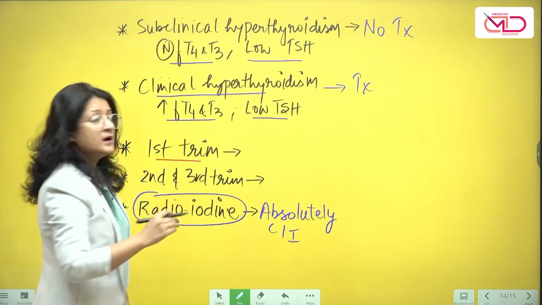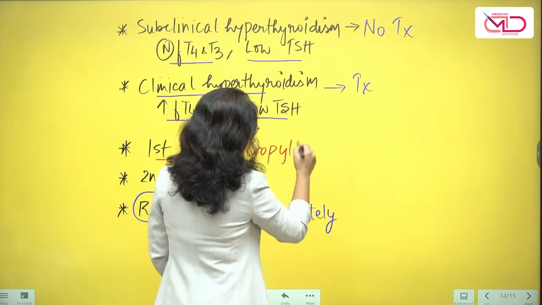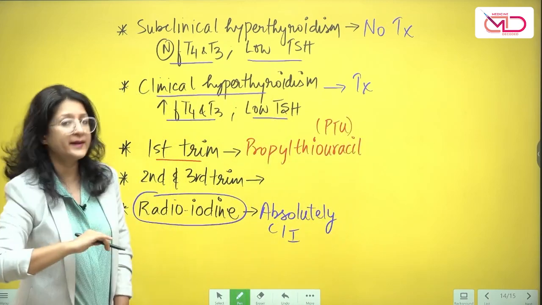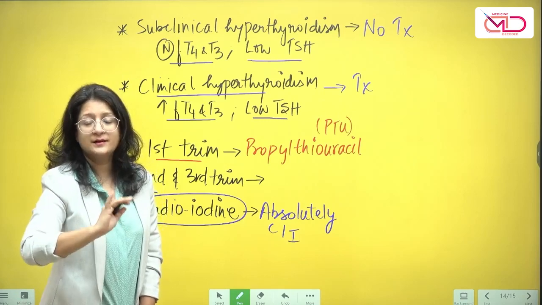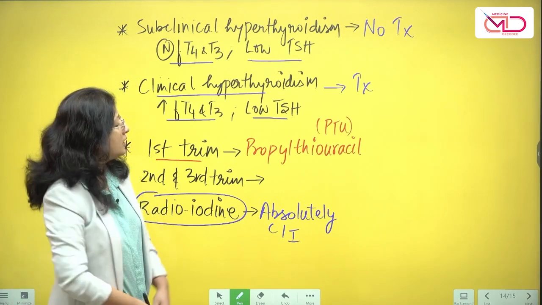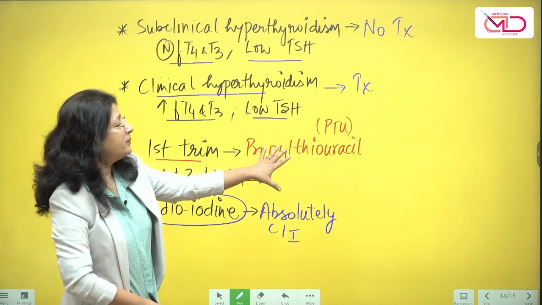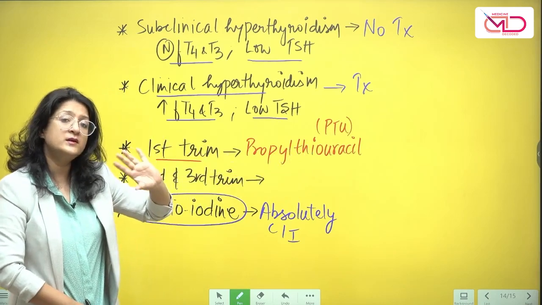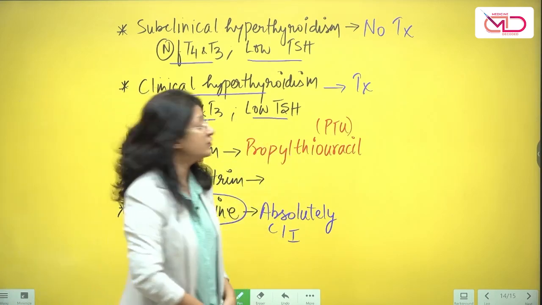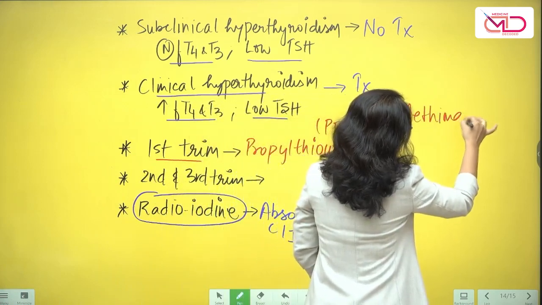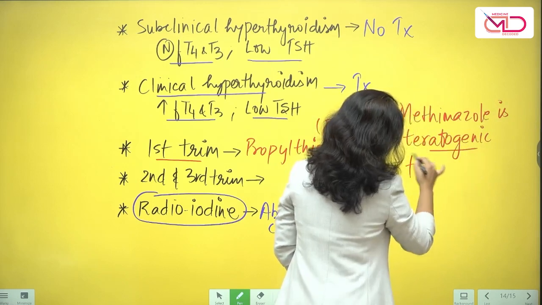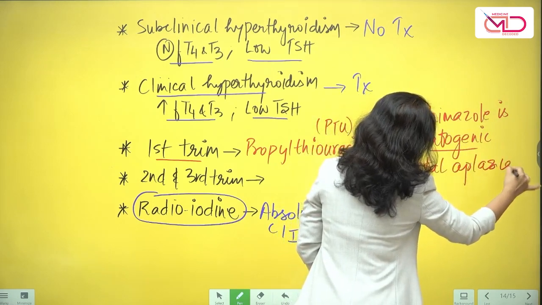In the first trimester, the drug that is recommended is propylthiouracil, PTU as we say. Please remember that outside of pregnancy, methimazole is considered a better drug for treatment of hyperthyroidism. It is better at bringing control, and there is also hepatotoxicity associated with propylthiouracil. But during pregnancy, in the first trimester, propylthiouracil is the drug of choice because methimazole is teratogenic. One specific fetal defect it is associated with is aplasia cutis, a skin disorder.